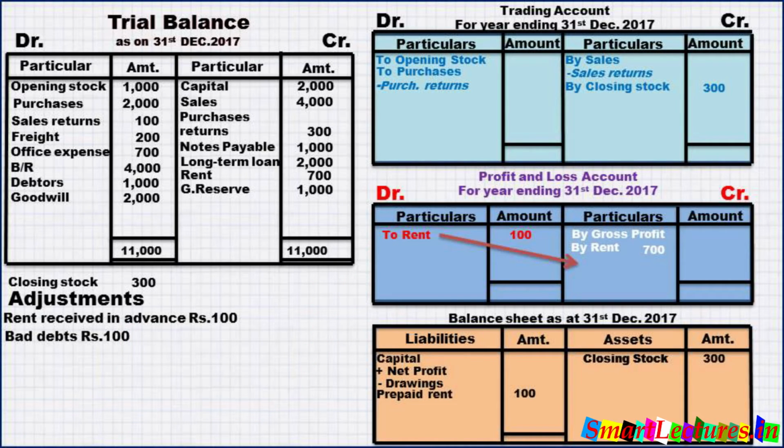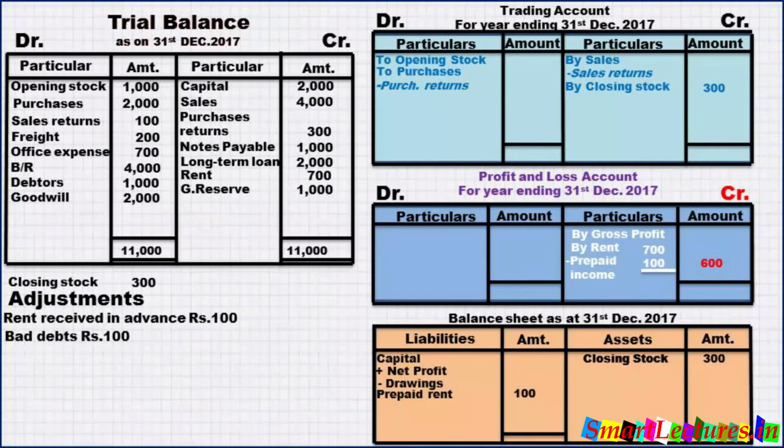You know, if any item is taken from the debit side and moved to the credit side, it will be deducted in the inner column. So the final picture of the rent in the financial statements, in the profit and loss account on the credit side, will be by rent 700 minus rent received in advance 100, and in the outer column 600 rupees.